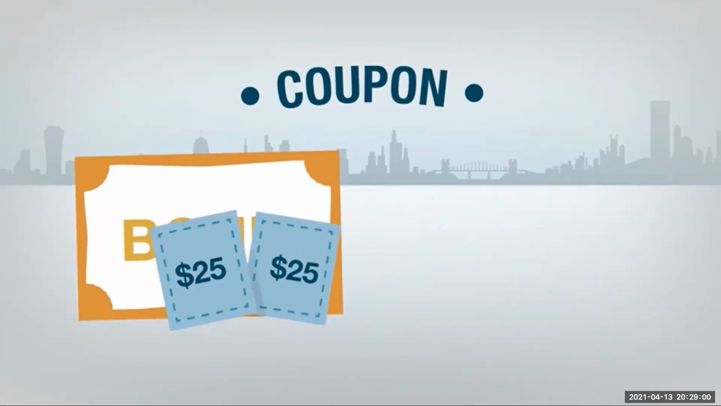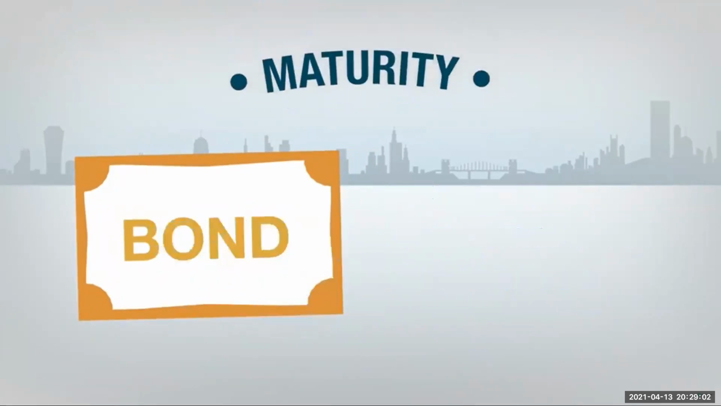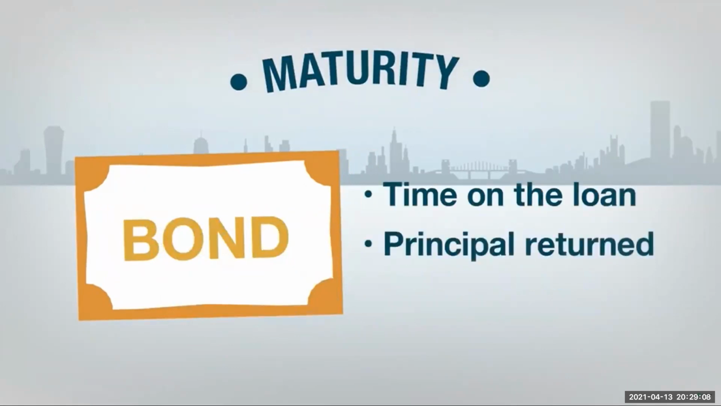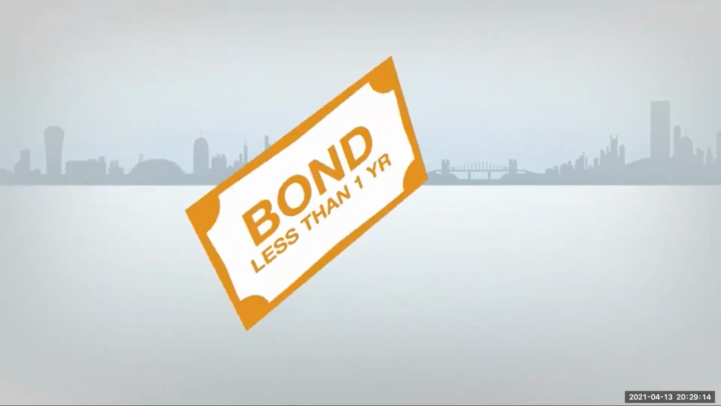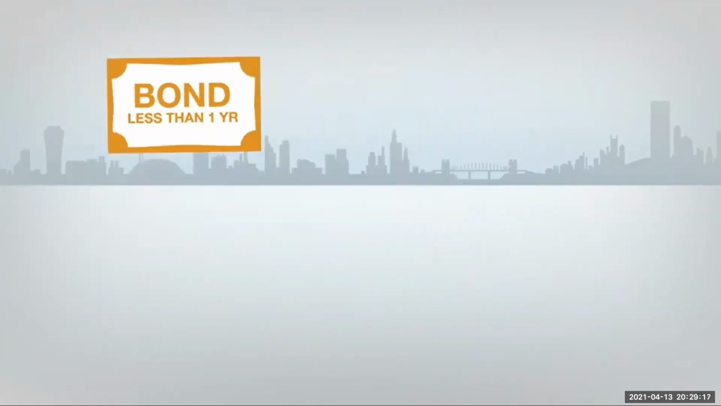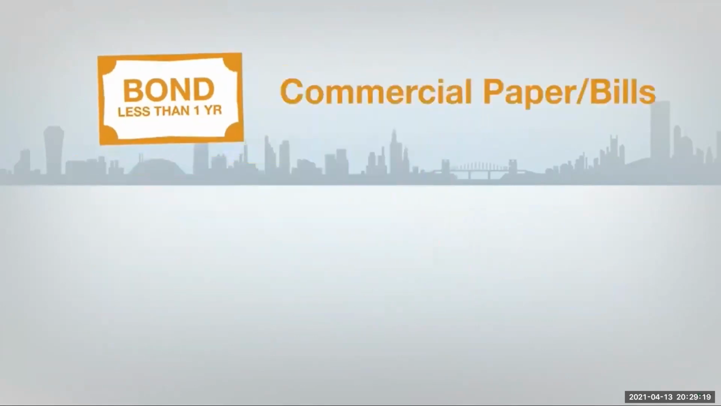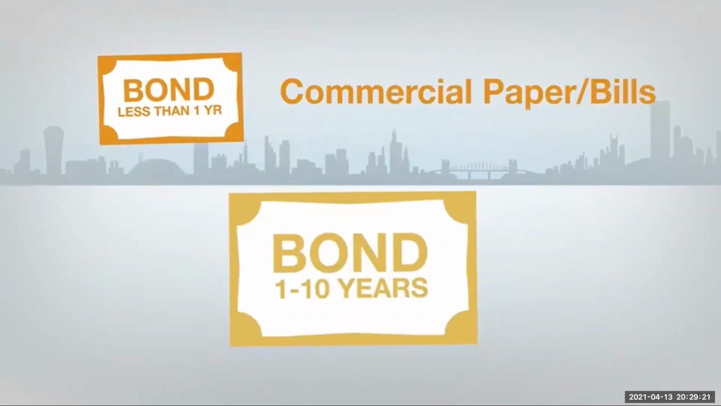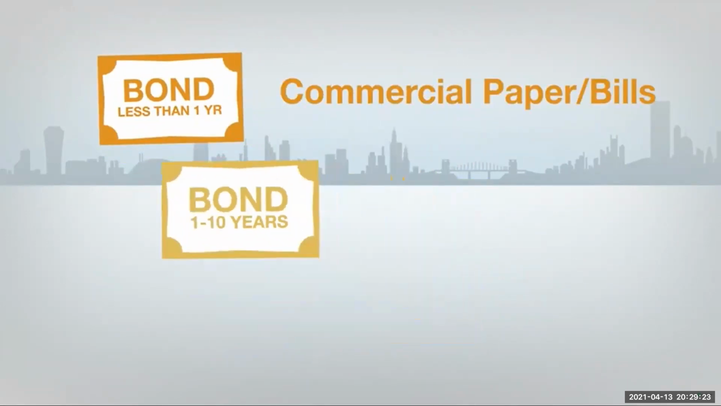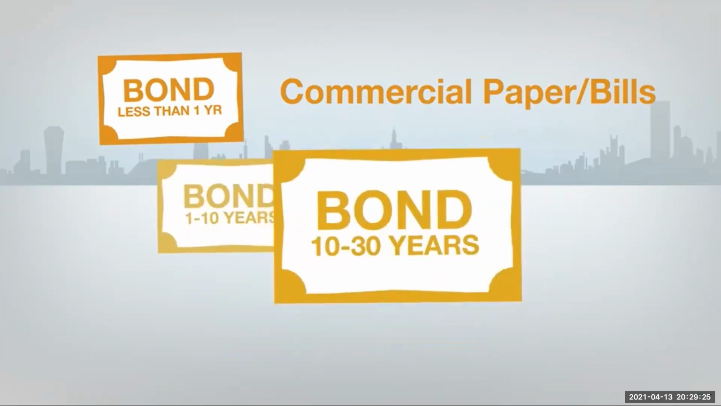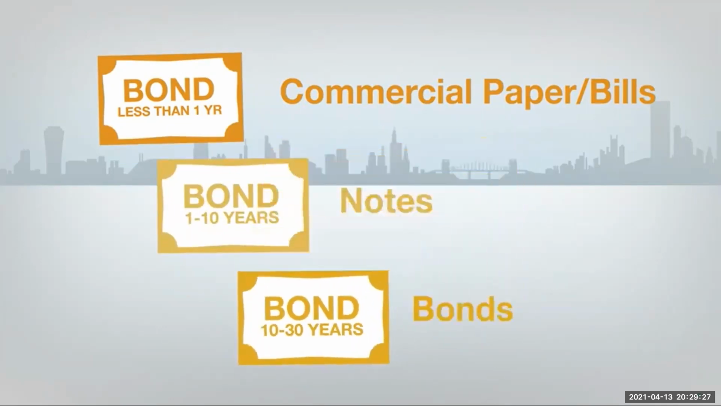The loan agreement ends when the bond reaches maturity. Maturity is the length of time on the loan and is also the point at which your invested principal is returned to you. Bond maturities range anywhere from 1 to 30 years. Loan investments with maturities less than a year are usually referred to as commercial paper or bills. Bonds with maturities of 1 to 10 years are sometimes referred to as notes. And bonds of 10 to 30 years are simply bonds.